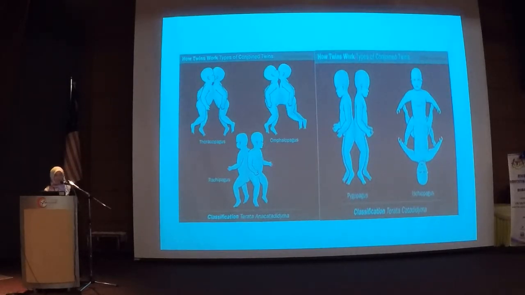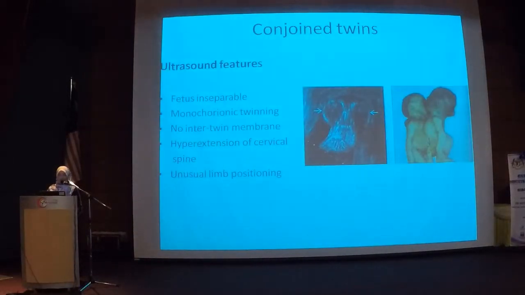Okay, this is to show you the types of twins. Thoracophagus: this is the one at the level of the thorax, but it's separated. Omphalophagus: one at the level of the abdomen. Rachiphagus: at the back. This one is pygophagus. This one is the ischiophagus. I think there are many types of conjoined twins.